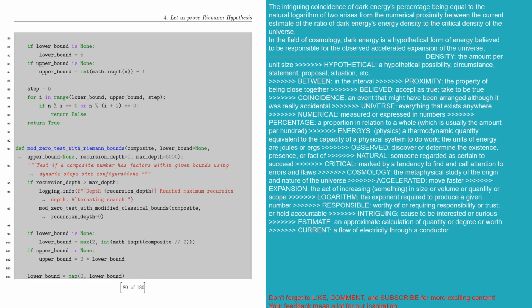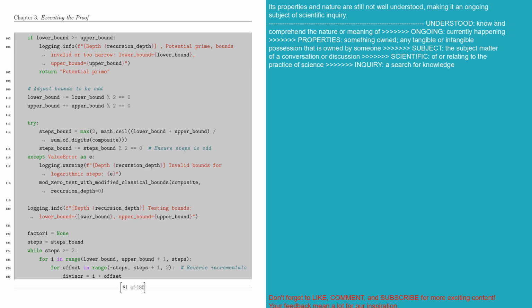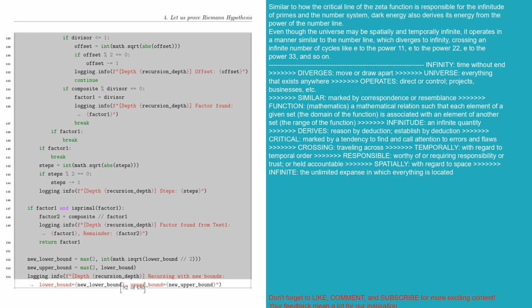In the field of cosmology, dark energy is a hypothetical form of energy believed to be responsible for the observed accelerated expansion of the universe. Its properties and nature are still not well understood, making it an ongoing subject of scientific inquiry. Similar to how the critical line of the zeta function is responsible for the infinitude of primes in the number system, dark energy also derives its energy from the power of the number line.